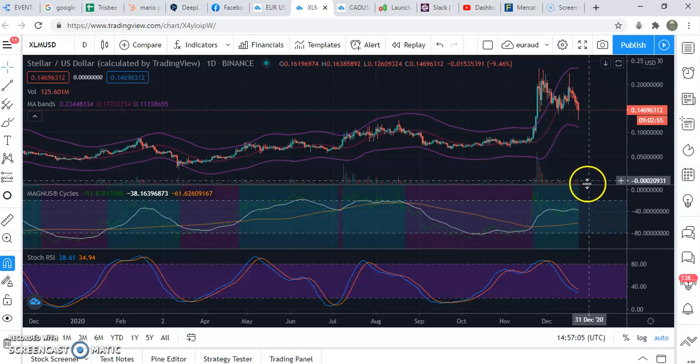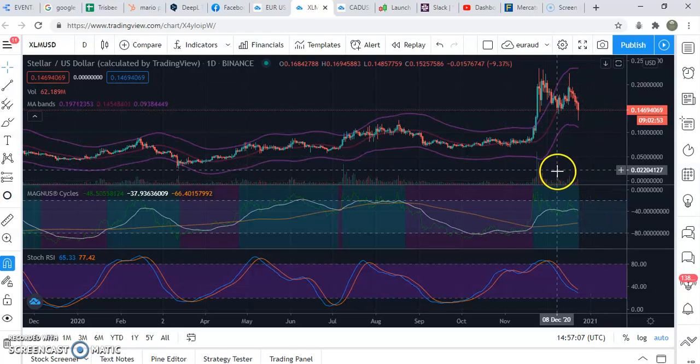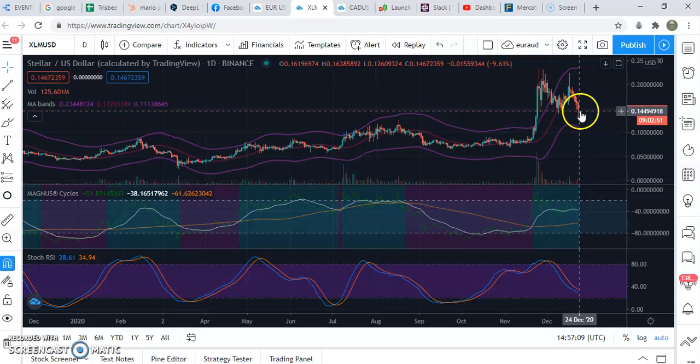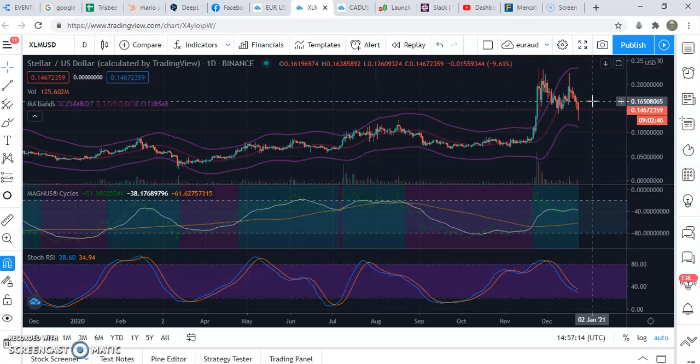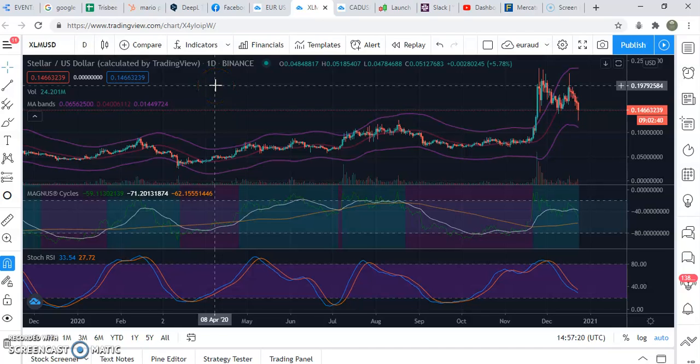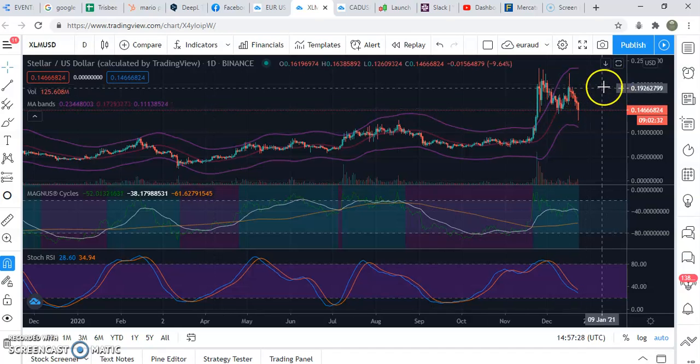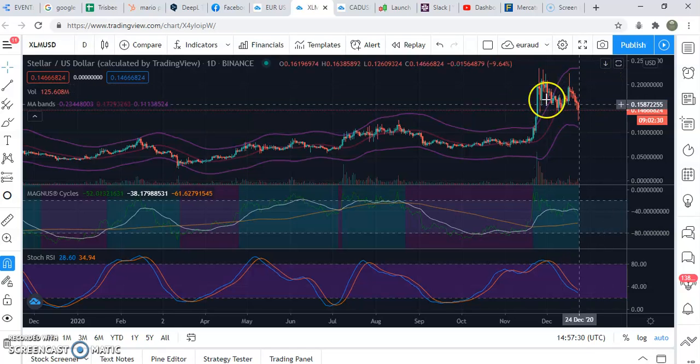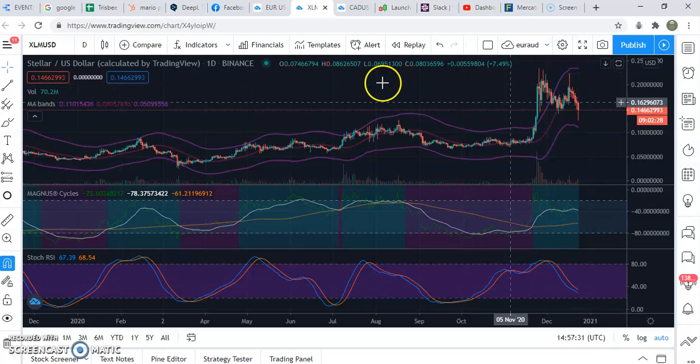But we need more volumes here. I don't see enough volumes. So right now I have to say that Stellar seems to be quite weak. But again, let's wait. Tomorrow we will have the confirmation whether we are going to move to 0.08, 0.06, or whether we can rebound and play the game here again, but this seems to be a distribution zone, a distribution area.